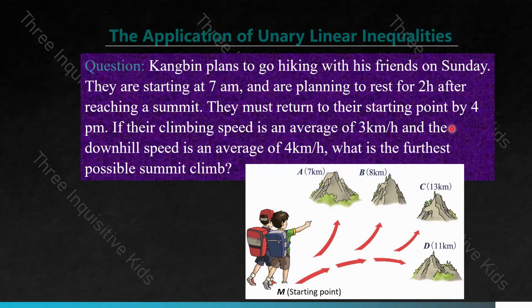Here we see the diagram of Carmen and his friends going hiking, and we see that there are 4 different destinations they can choose to go to. Summit A, which is 7 kilometers away. Summit B, which is 8 kilometers away. Summit C, which is 13 kilometers away. And Summit D, which is 11 kilometers away. So we're just trying to help them find the furthest possible peak they can travel without exceeding these time limits.